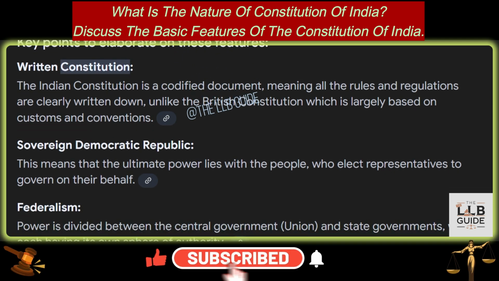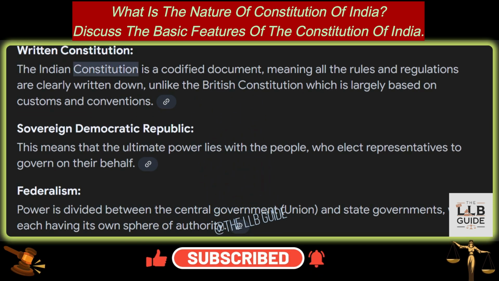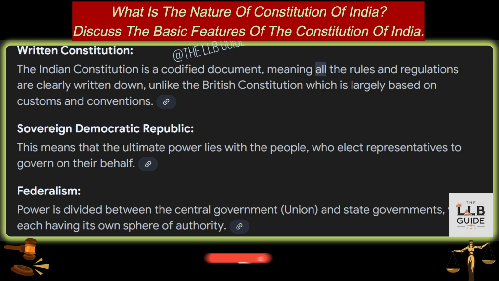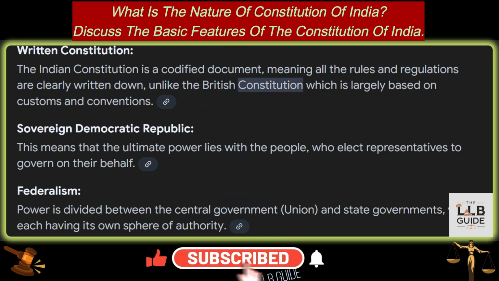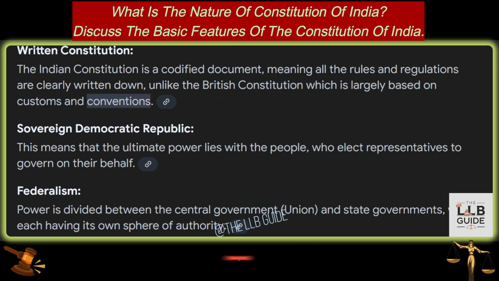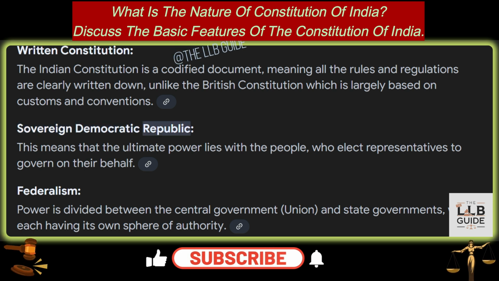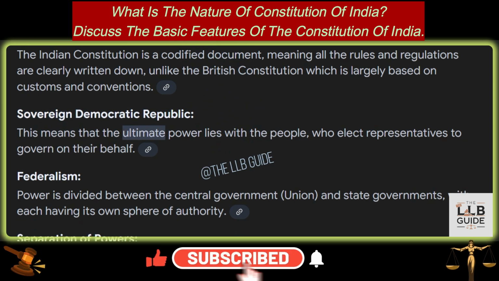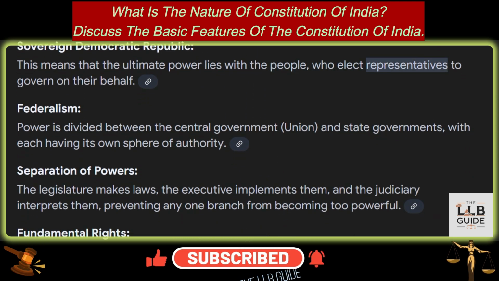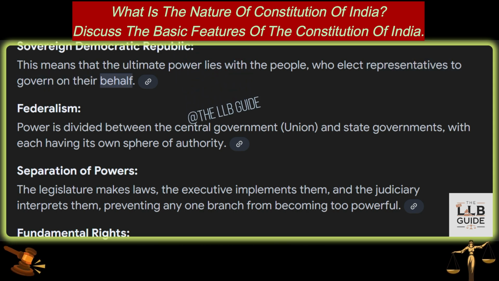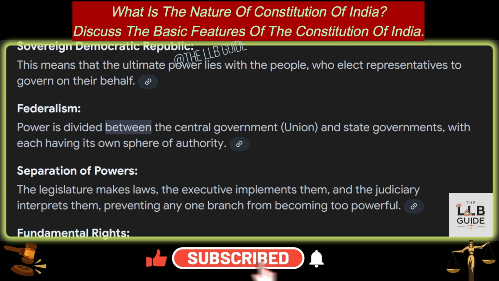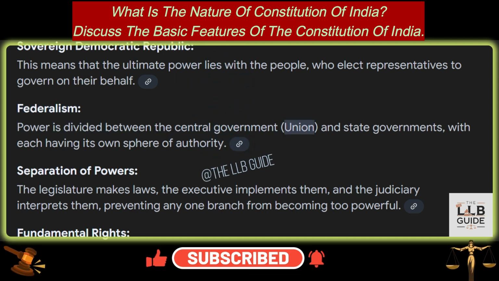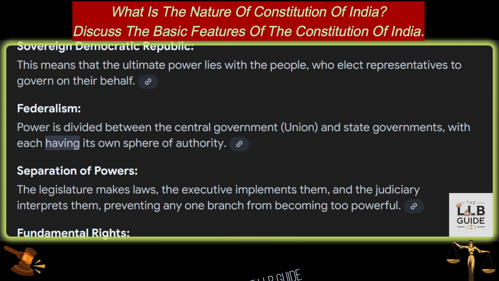1. Written Constitution. The Indian Constitution is a codified document, meaning all the rules and regulations are clearly written down, unlike the British Constitution which is largely based on customs and conventions. 2. Sovereign Democratic Republic. This means that the ultimate power lies with the people, who elect representatives to govern on their behalf.